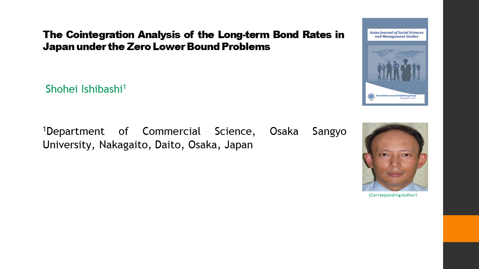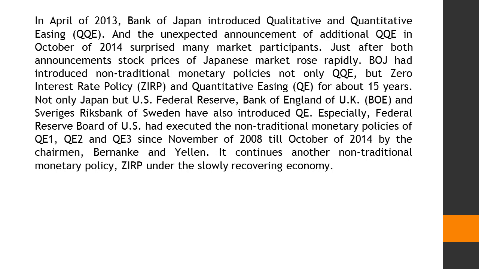The cointegration analysis of the long-term bond rates in Japan under the zero lower bound problems. This article is written by Shohei Ishibashi. In April of 2013, Bank of Japan introduced qualitative and quantitative easing, QQE.